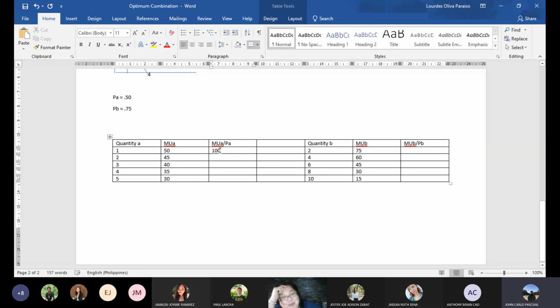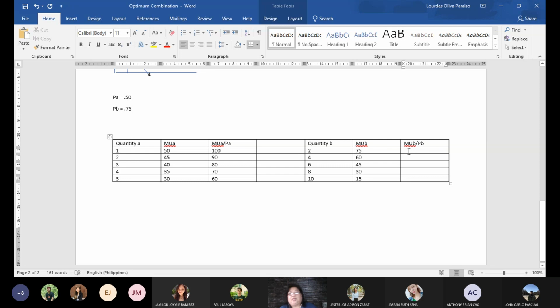Okay. How about 45 divided by 0.50? What do you get? 90, ma'am. 90. Oh, how about this one? You will have? Correct? 80, ma'am. Oh, correct. So that's how it is. Oh, you're done, now you're on the third step.